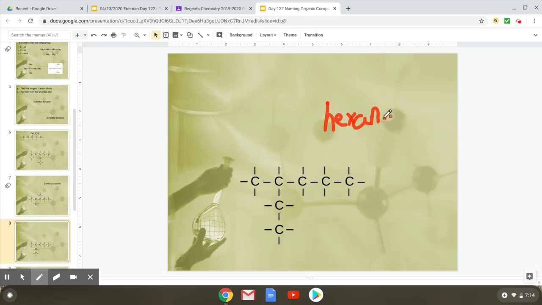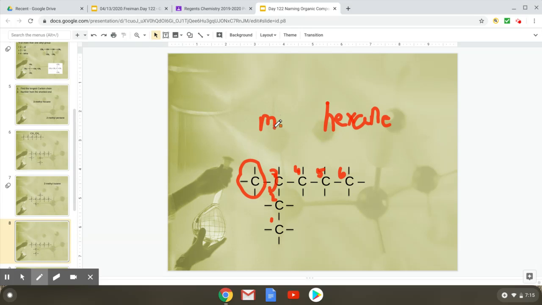So if this is our hexane, and we have our first carbon, second carbon in the chain, third carbon in the chain, fourth carbon in the chain, fifth carbon in the chain. Oh, writing with a mouse pad really leaves something to be desired. And 6 carbons. So we have a 6-carbon chain. So on our third carbon, we have this 1 carbon. So this is a methylhexane.